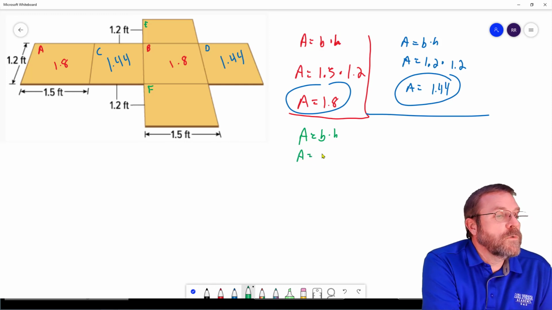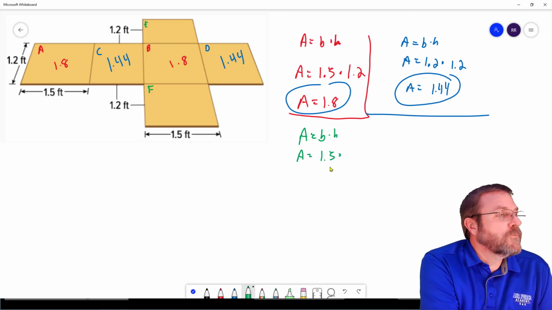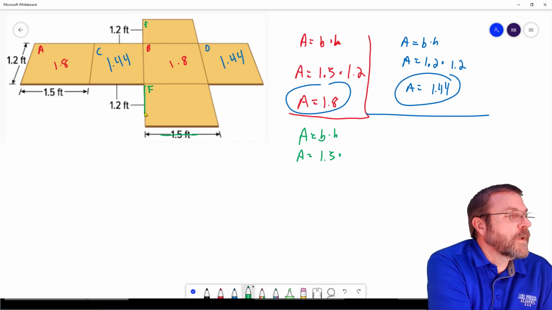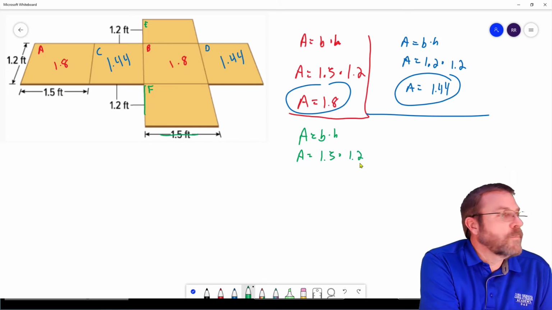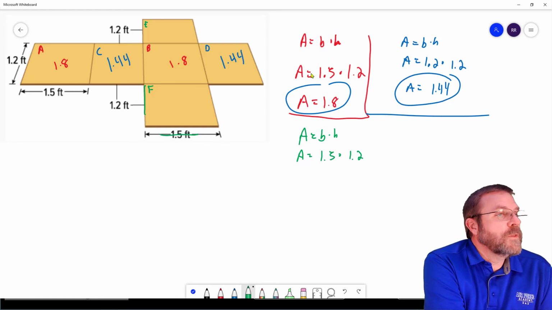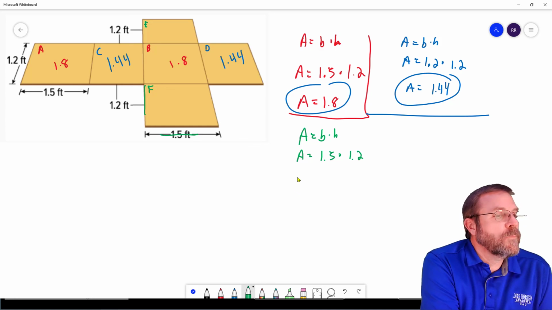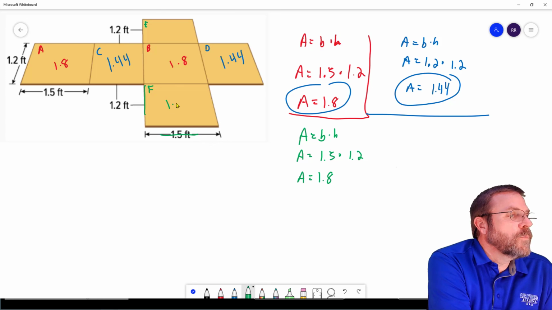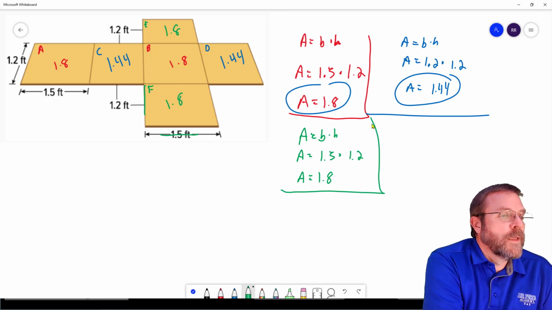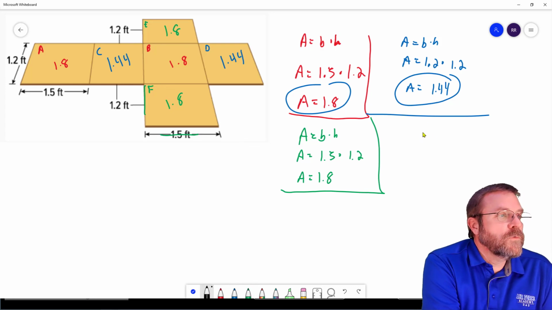Finally, we're going to do the green, which has area is equal to base times height. Area is equal to, the base is going to be 1.5. This one right here, the height right there is 1.2. And that, incidentally, is going to be the same as these that we did up here. It's just kind of backwards with how it was laid out. So area is going to equal to, once again, 1.8, which belongs to that one and to that one. Finally, all that's left to do is add them up.